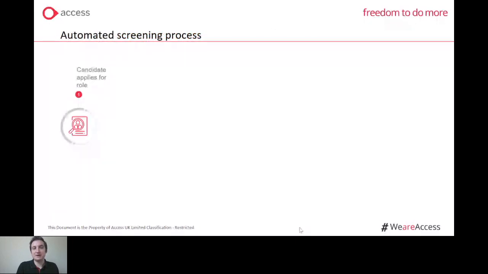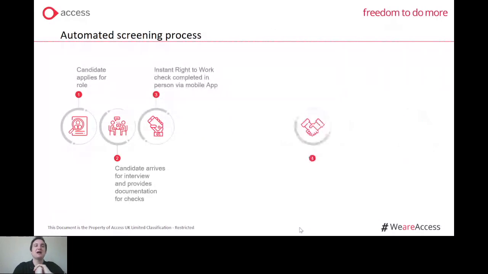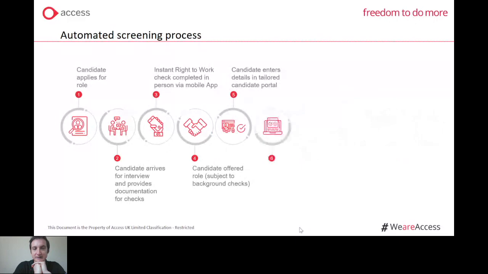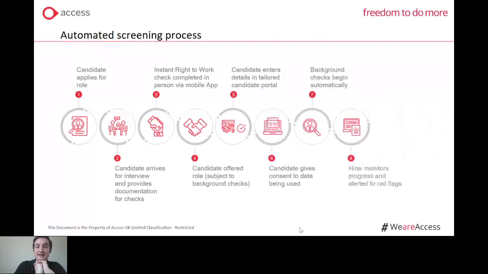So an automated screening process looks a bit like this. A candidate will apply for a role, perhaps through your applicant tracking system. They get through the filter and then they get invited for an interview. At interview stage, you could be opening up a right to work app, going through right to work in line with the Home Office list and collecting any other important documents for ID or DBS or whatever it might be in that app.